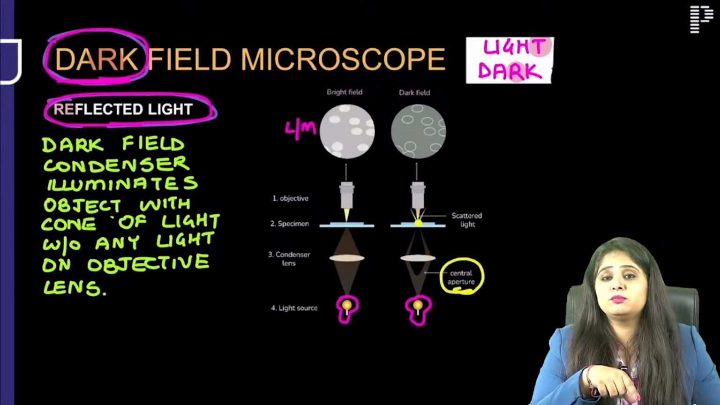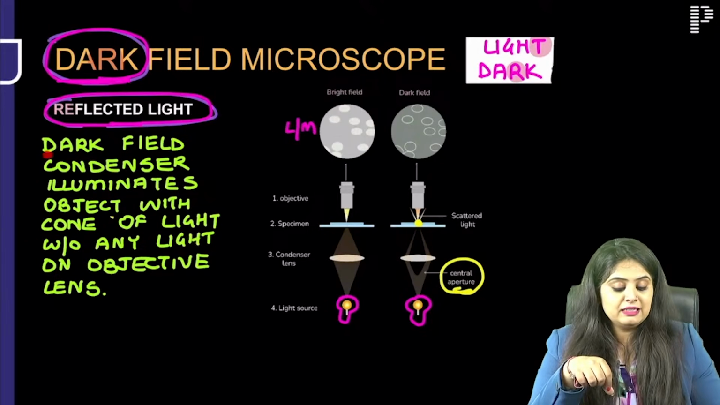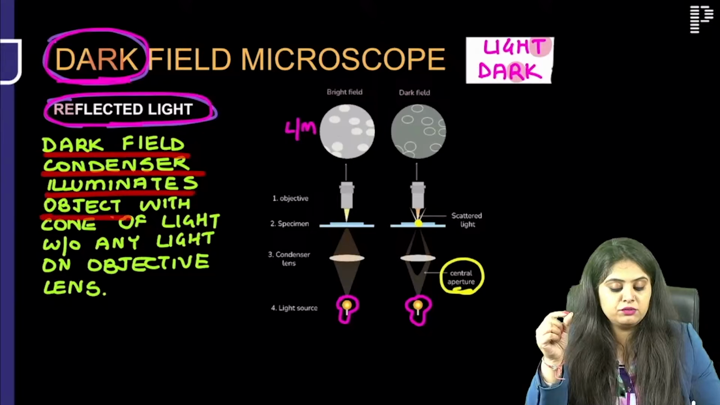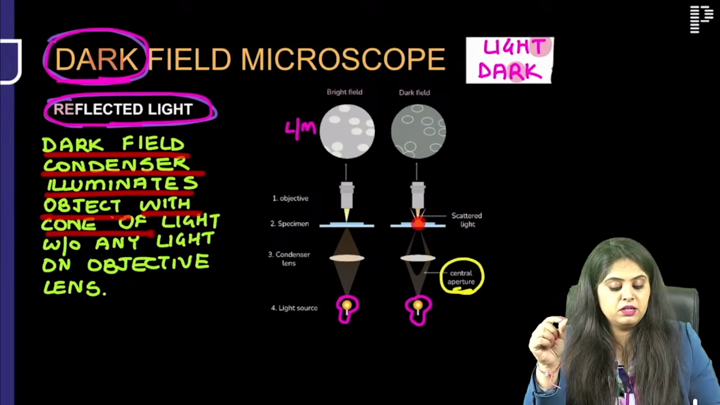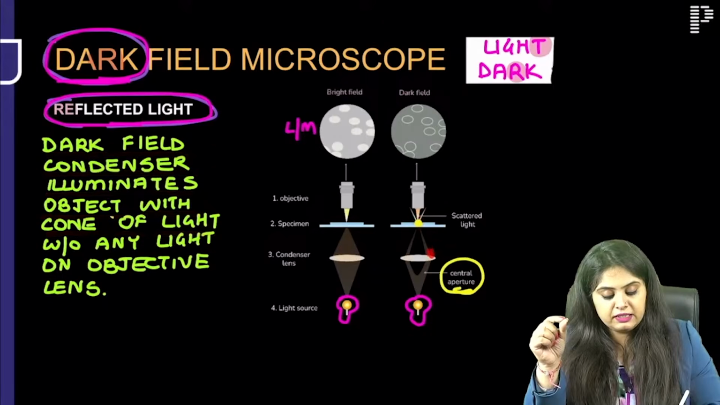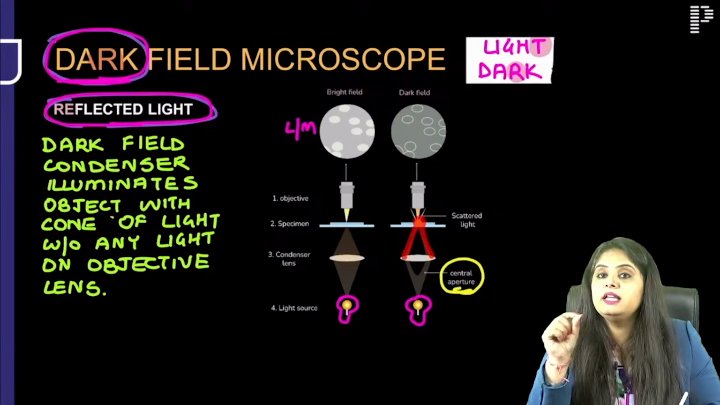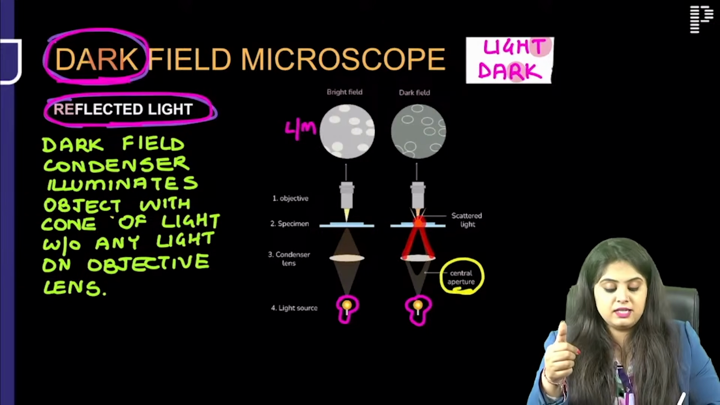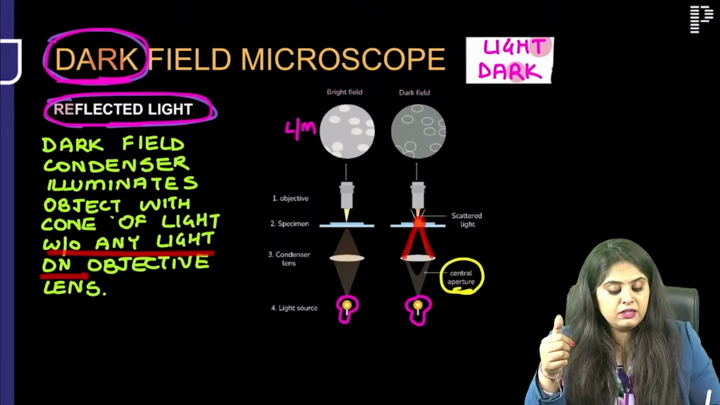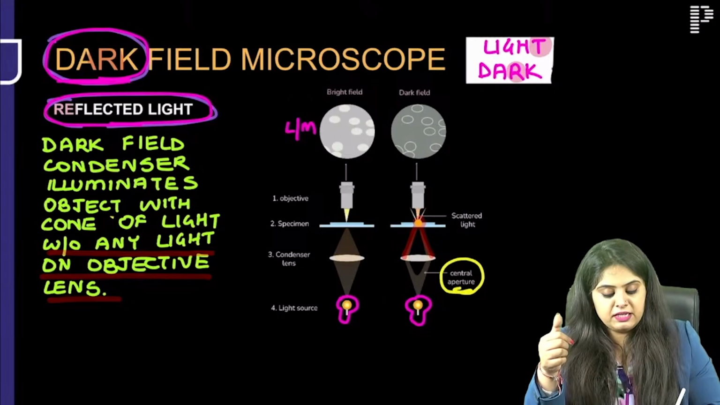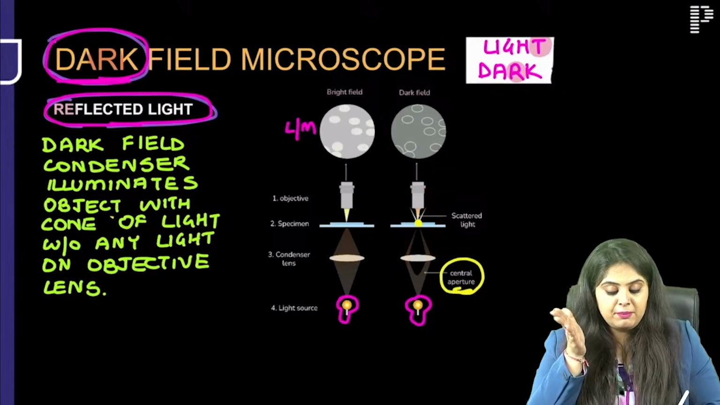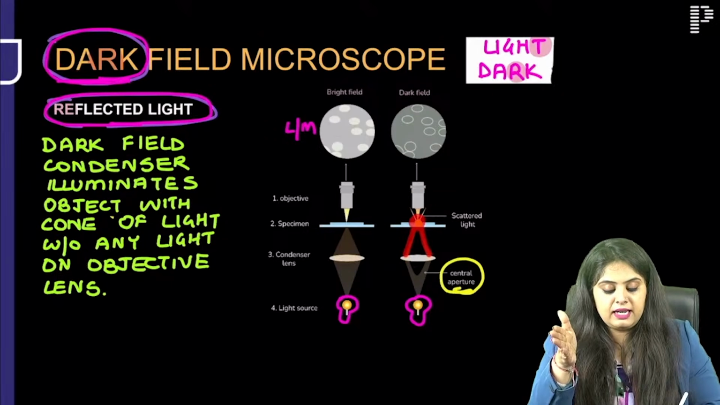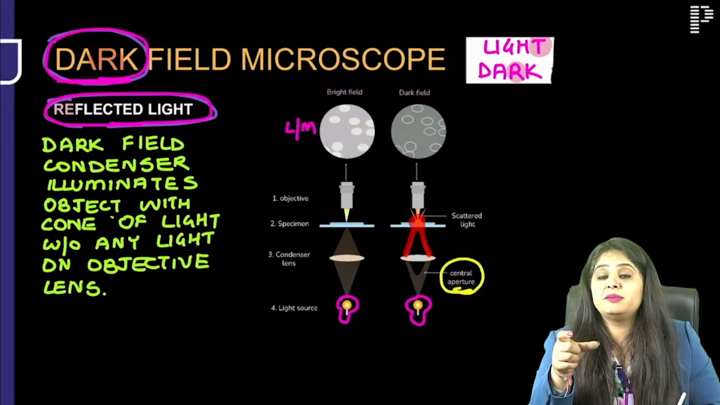This is there in your textbook. I've taken it from your textbook. The dark field condenser illuminates what? It illuminates only the object with what? With a cone of light. Could you all see? It created a cone of light and it only illuminated the object, without any light going onto the objective lens. Did it allow any light to go from here to the lens? It did not. It created a cone of light and the light has only gone to the specimen.